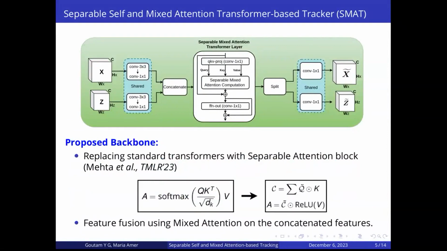This block diagram summarizes the architecture of the proposed separable mixed attention transformer based backbone. As we mentioned earlier, we use mixed attention to fuse the information from the target template in the search region in the backbone. So instead of using standard transformers, we use a separable attention block, which effectively computes the attention by using pointwise multiplication in comparison to the dense matrix to matrix multiplication in the standard transformers.